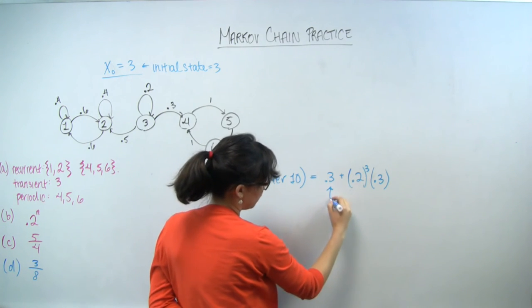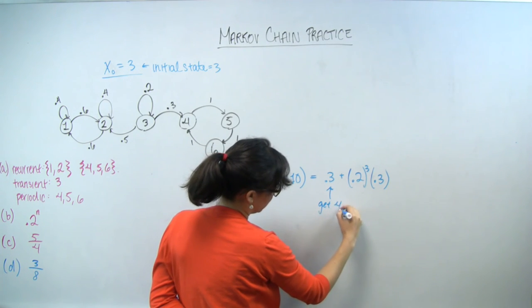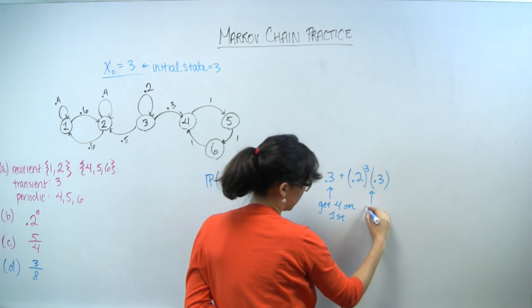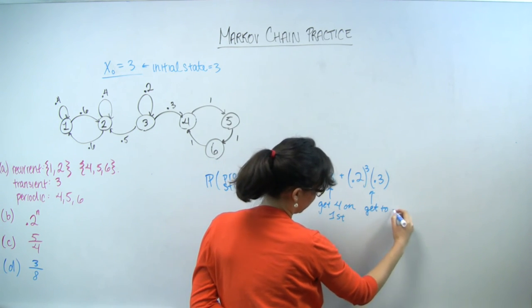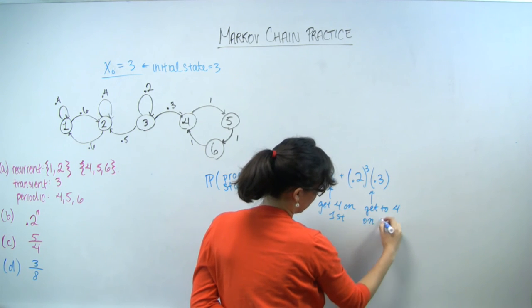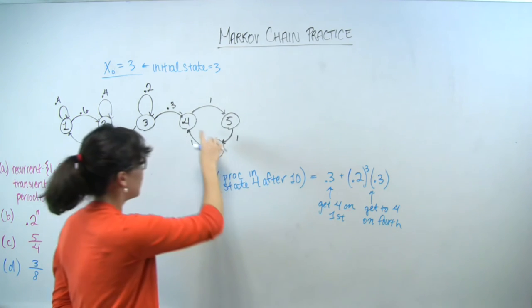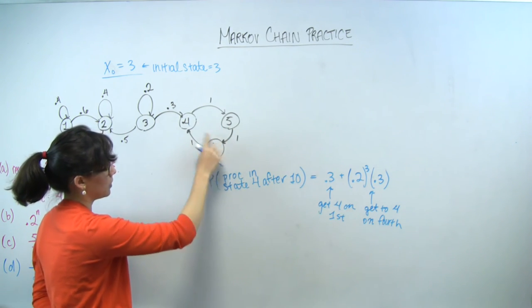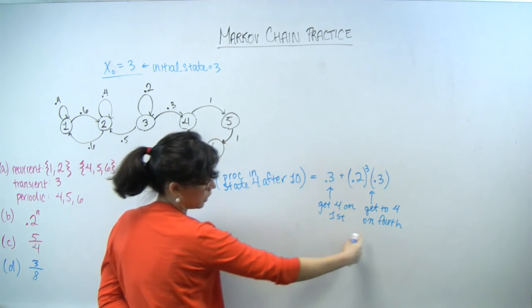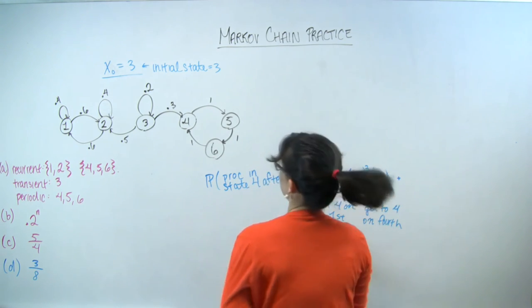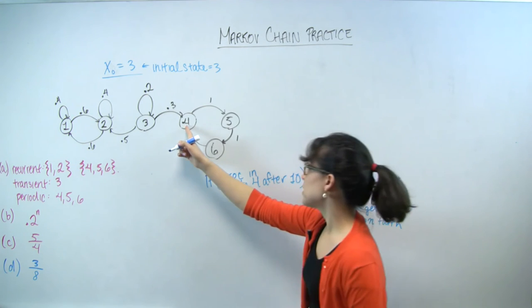So this was if you get to 4 on the first trial. This is if you get to 4 on the 4th trial. And you can probably see the pattern. The guy has a period of 3, and so it's not shocking that the first trial and the 4th trial are 3 apart. So let's see what happens if you get to 4 on the 7th trial.